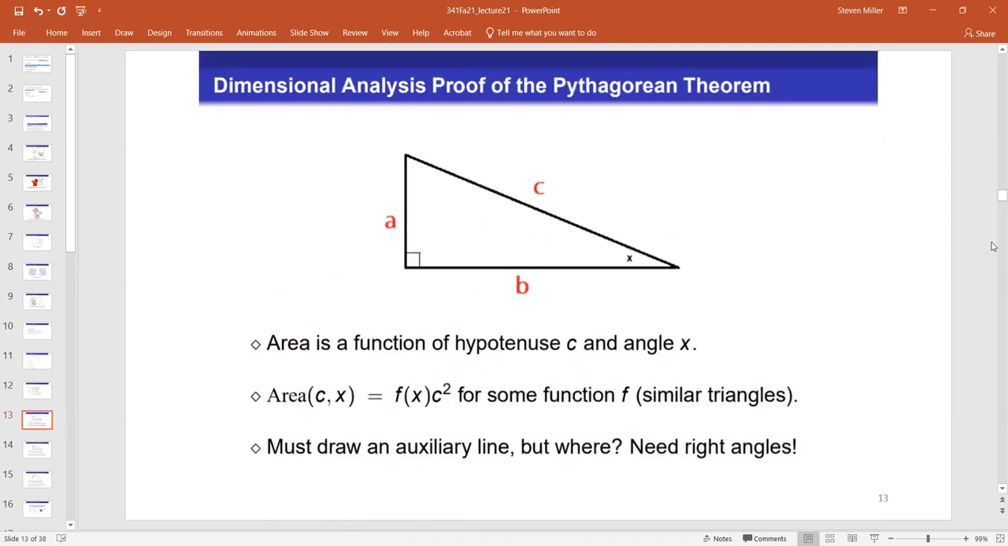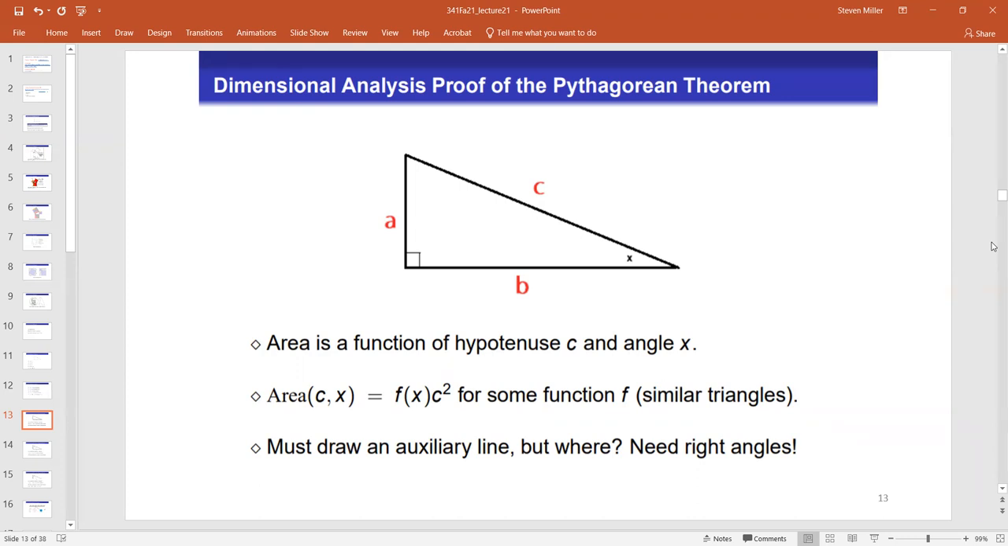All right, so here's my favorite proof of Pythagoras. So we take a right triangle, ABC. So the area is clearly going to be a function of C and the angle X. If you want, you think of B as C cosine X, A as C sine X. And so the area is proportional to C squared. The proportionality constant depends on the angle. If I triple C, I'm going to triple B, I'm going to triple A, so the area goes up by a factor of 9. So we know the area is some function of angle times C squared.